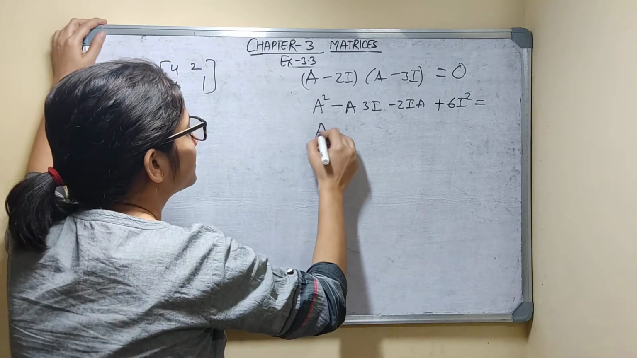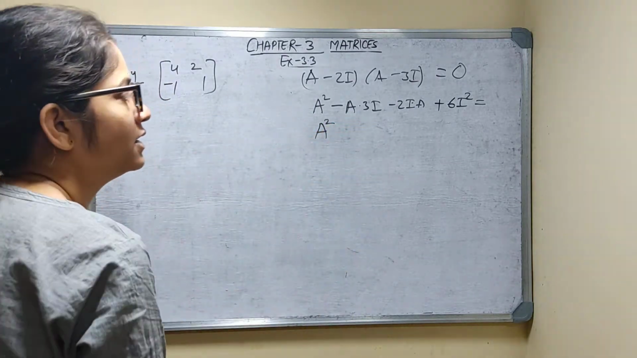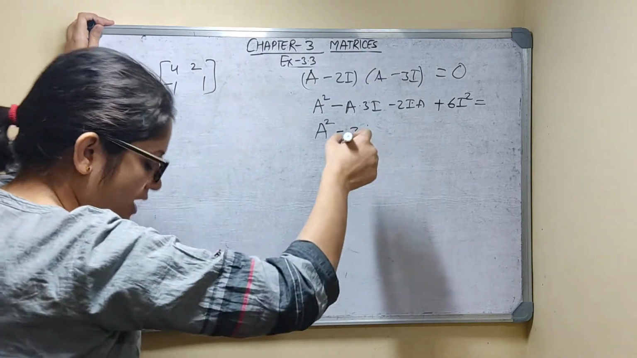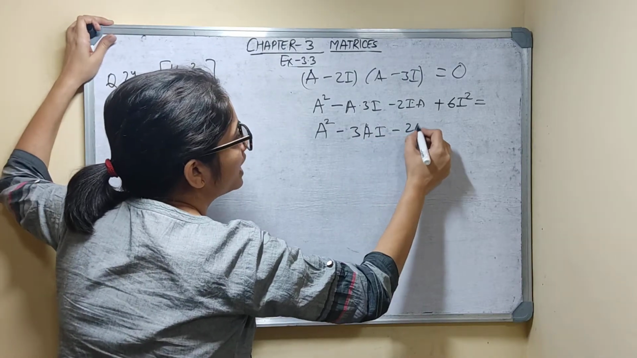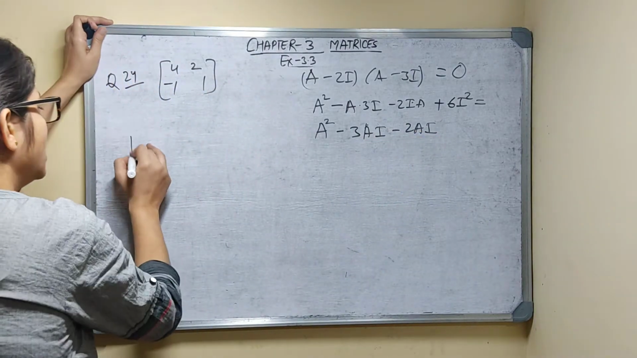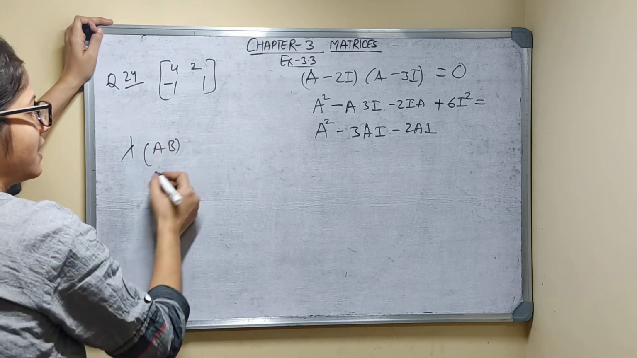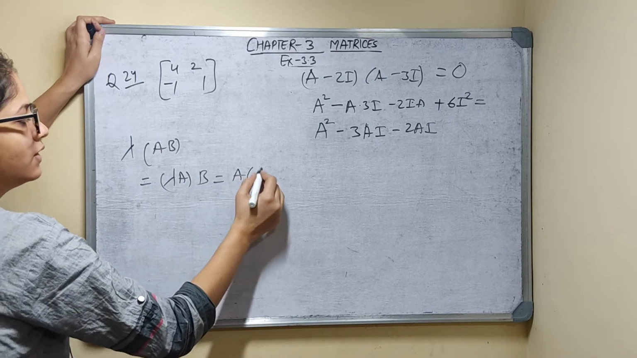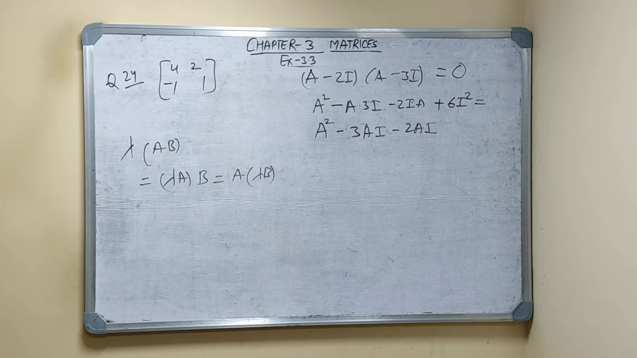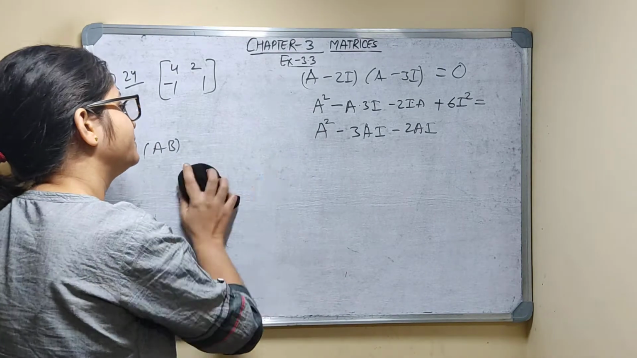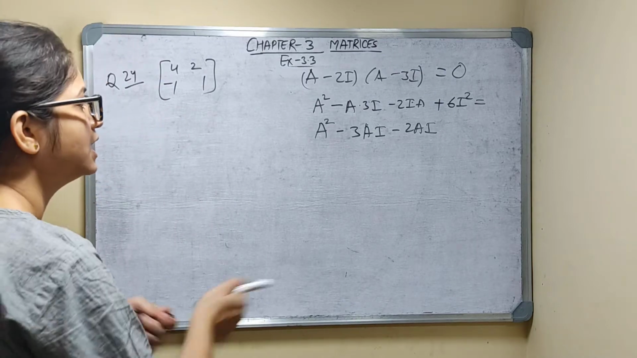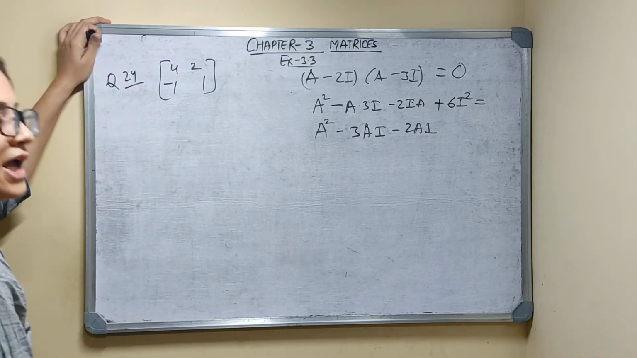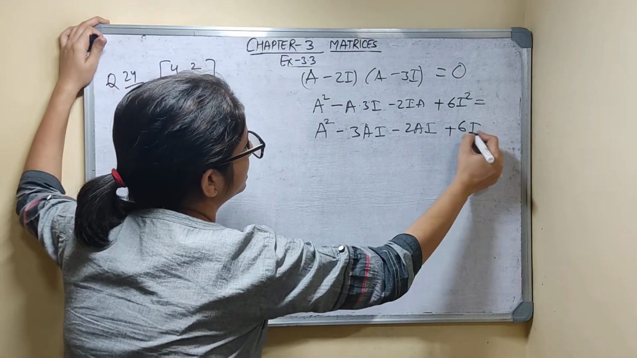LHS I am solving. A square minus 3AI minus 2IA. I can write like this. You know, lambda is a scalar and A, B are two matrices, you can write lambda A of B or A of lambda B, anything you can write. So you can change 3AI minus 2AI. Or you know, A dot I is what? A only.